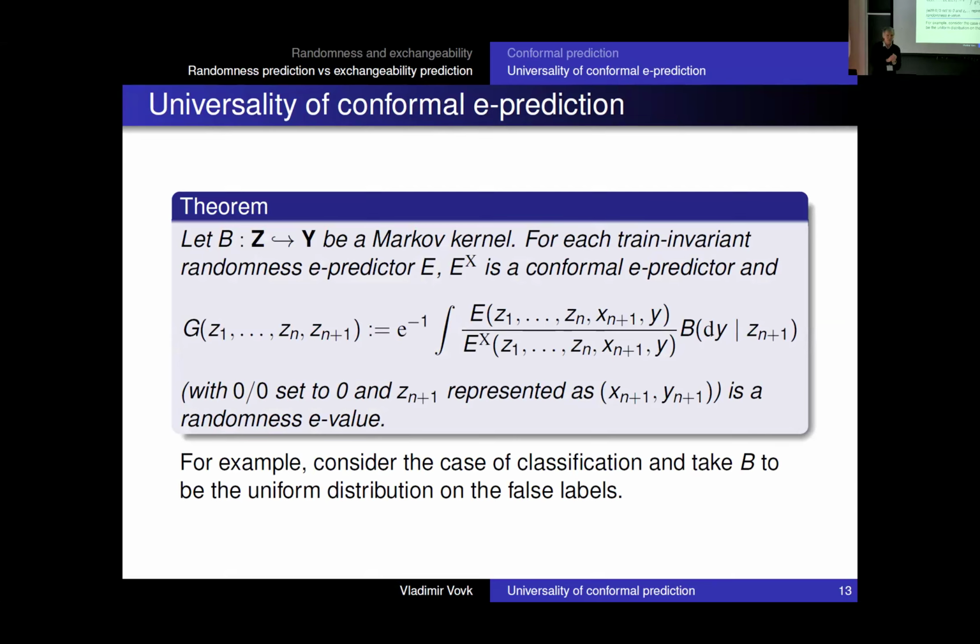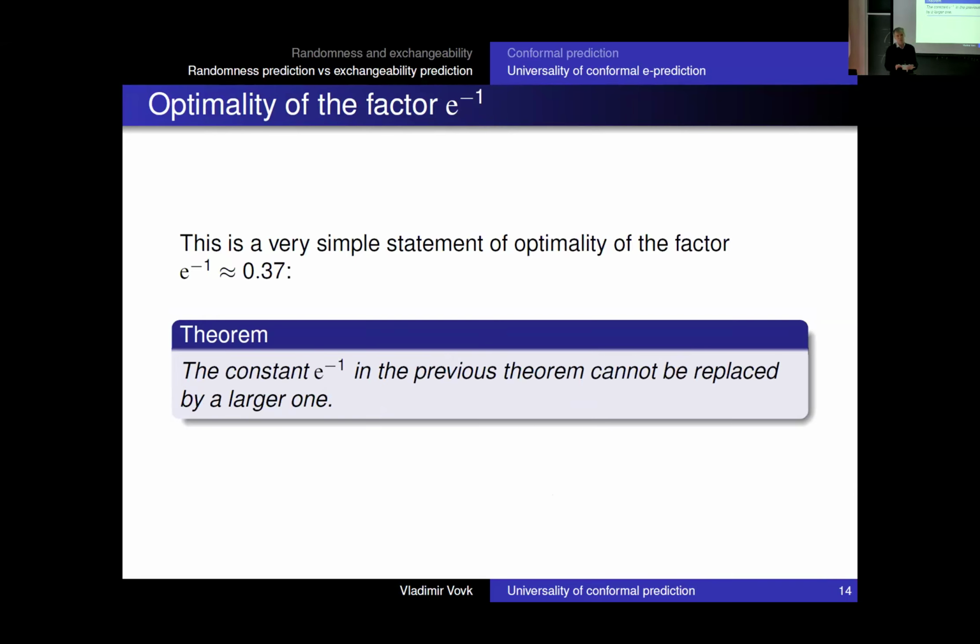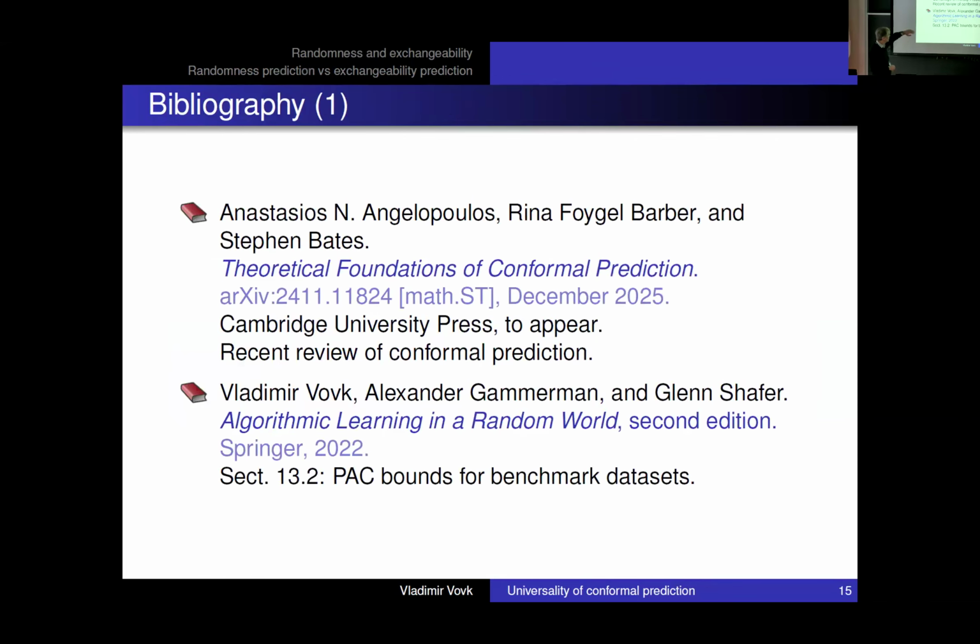A similar result was stated early, in ALT 2003, but it was in the language of the algorithmic theory of randomness, so it depended on some unspecified constants. This result is very specific, with no unspecified constant. It has this constant e to the minus 1, but this constant is optimal. You can't avoid it.